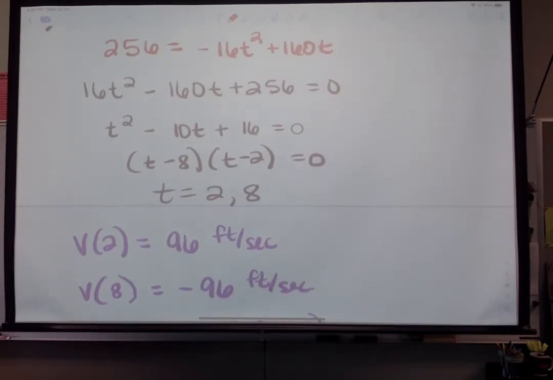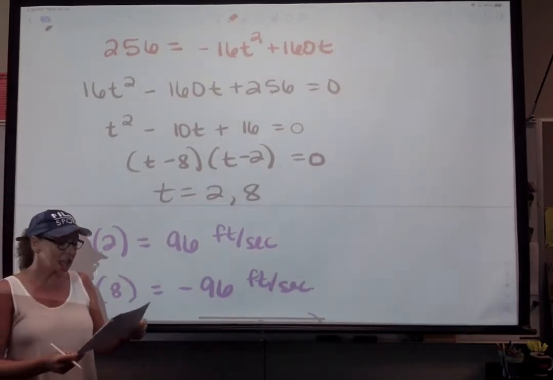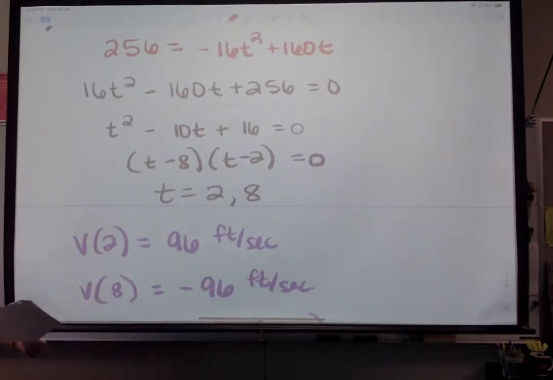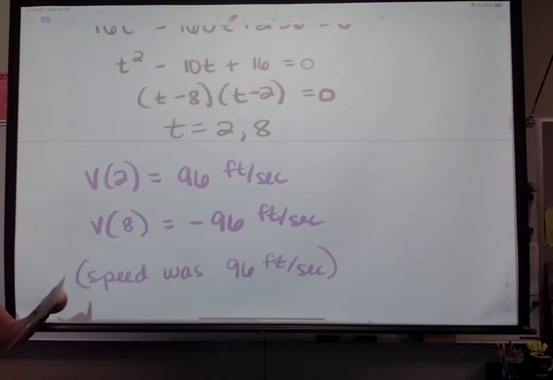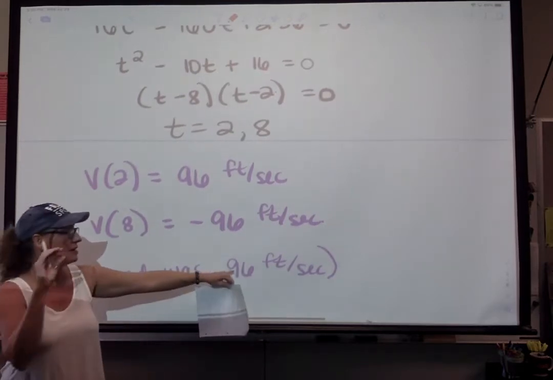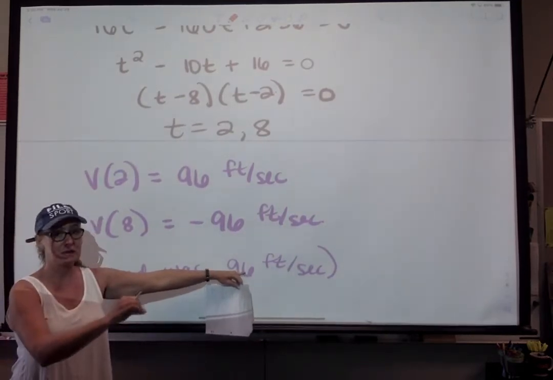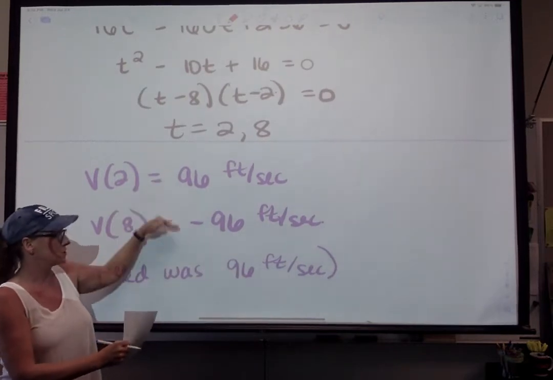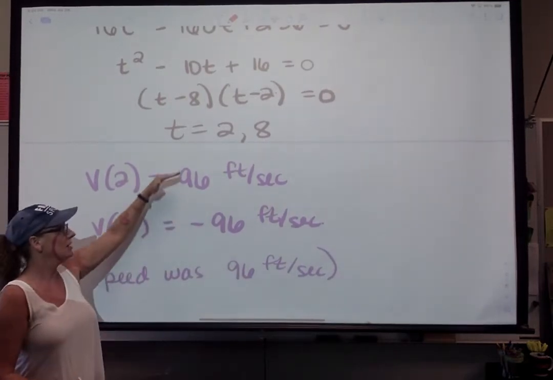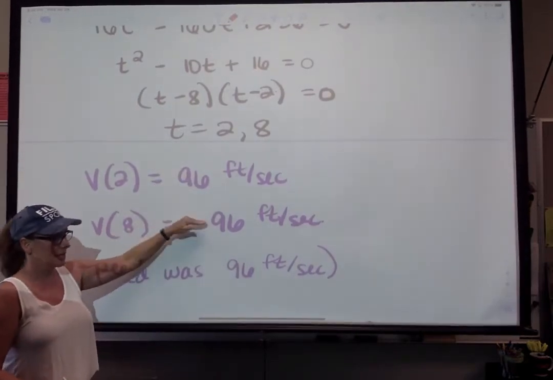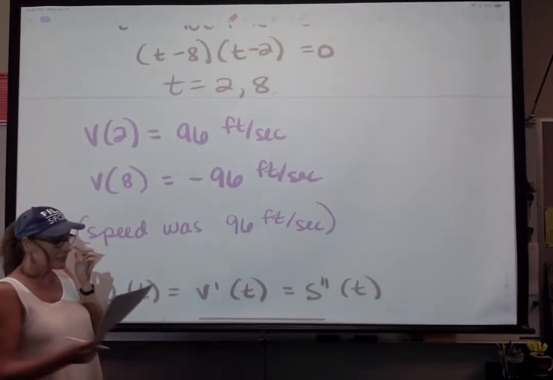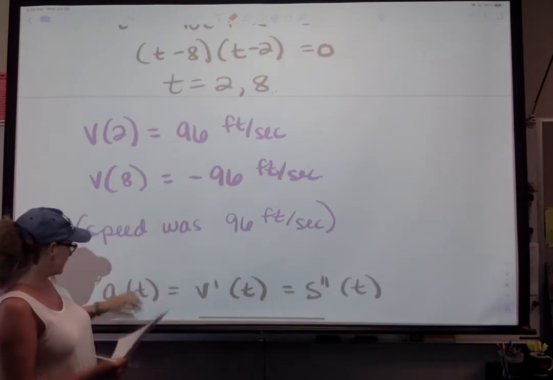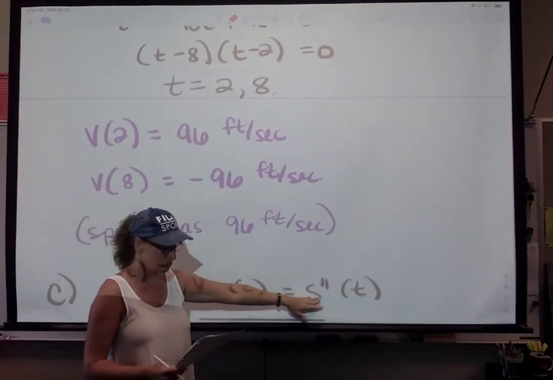Part C asks us for acceleration at any time. Oh, sorry. Part B asks for speed also, and speed is the absolute value. So speed is going to be 96 both times. Velocity is positive on its way up, negative on its way down. All right. Part C, acceleration. Acceleration is the derivative of this, the second derivative of that.